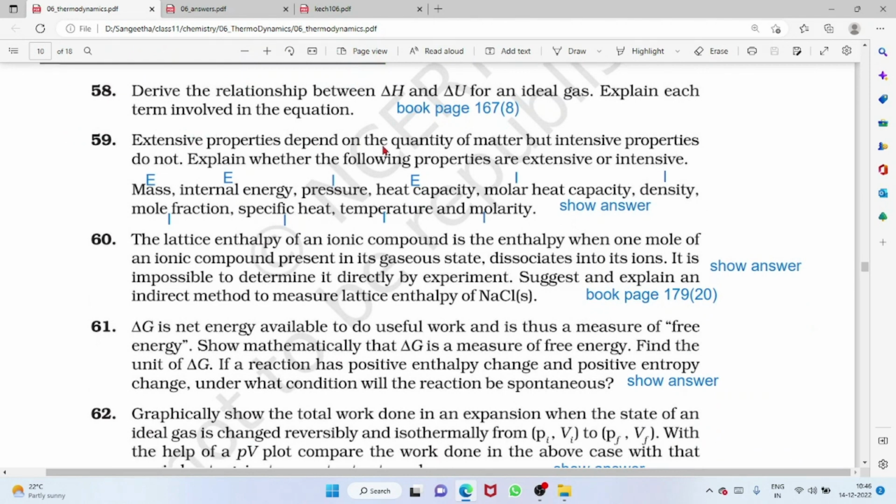Extensive property depends on the quantity of the matter, but intensive properties do not depend on the quantity of the matter. Explain whether the following properties are extensive or intensive. Mass extensive property, internal energy extensive, pressure intensive, heat extensive, molar heat capacity intensive, density intensive property, mole fraction intensive, specific heat also intensive, temperature and molarity also intensive.